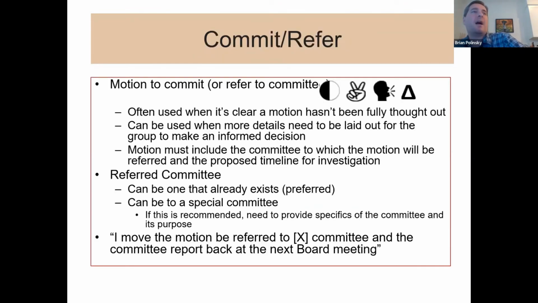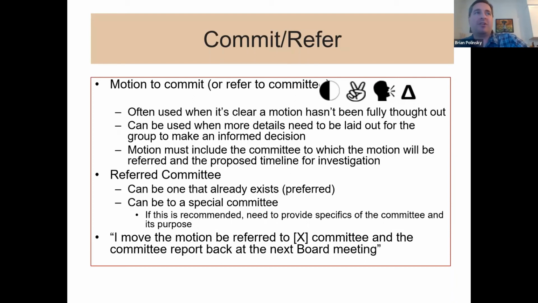So now let's talk about some of the other secondary motions that can be brought up during a debate on a main motion. First one here is motion to commit or refer. And by refer, we mean refer to a committee of some sort. This type of motion is done by a simple majority vote. It must be seconded. It is debatable and also amendable. So much like a main motion, all of the same things apply.